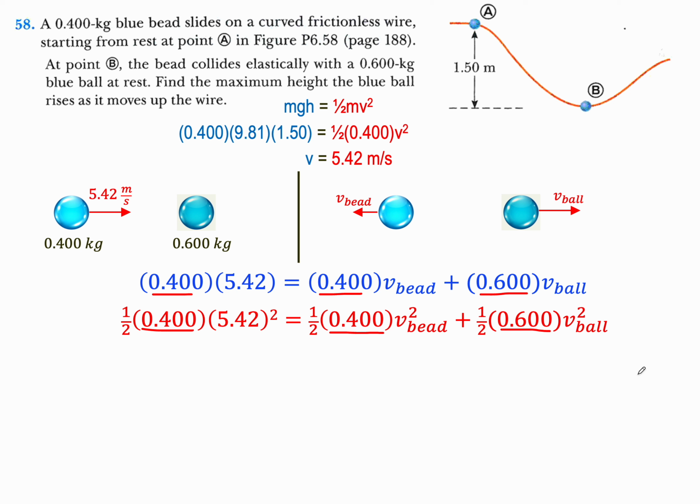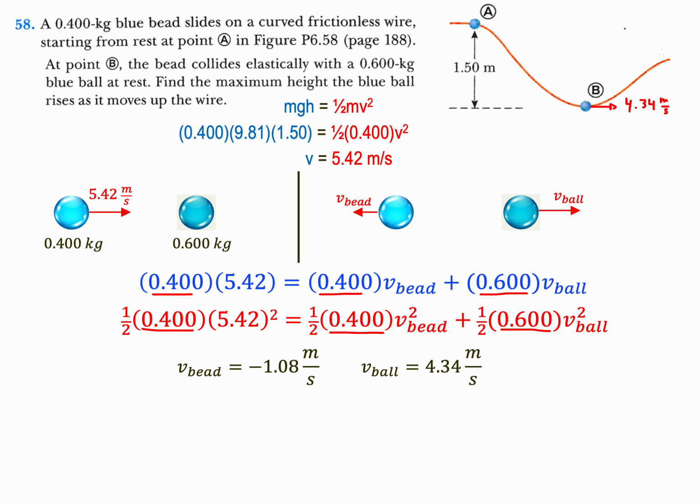You can rearrange these and solve them, or use a simultaneous equation solver, and you'll discover the final velocities of both of these. The bead is going to be bouncing back at 1.08 meters per second. The velocity of the ball after the impact is going to be moving forward at 4.34 meters per second. Finally, the last question: if this ball is now moving after the collision initially at 4.34 meters per second, how far up the ramp here will it go? In other words, what will be the final height?